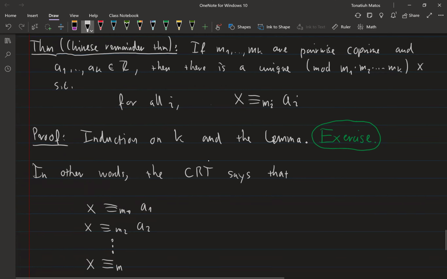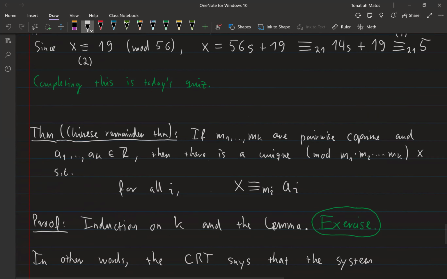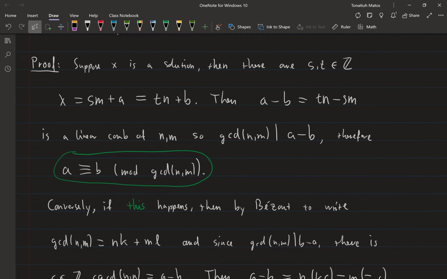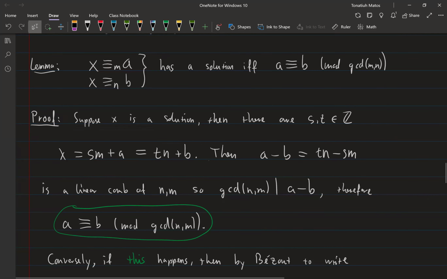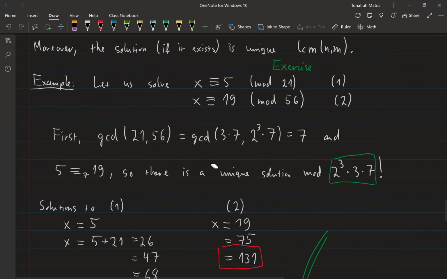What letter do I use? K? Yes, K. MK, AK, the system of linear congruences has a unique solution, always has a unique solution, right? Why does it always have a unique solution? Because if these are pairwise coprime, then the lemma says that the GCD is 1, and 1 divides everything, right? So this always works. But this lemma is a bit more general in that, as you can see, I'm not necessarily saying that these M and N should always be coprime, right? So this doesn't necessarily just work in this case.